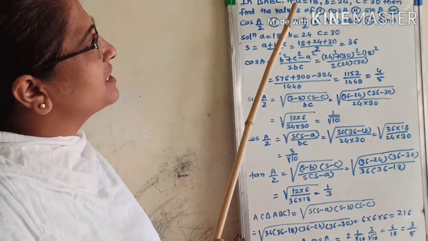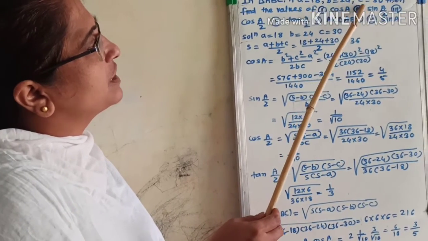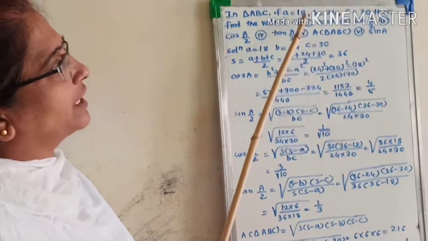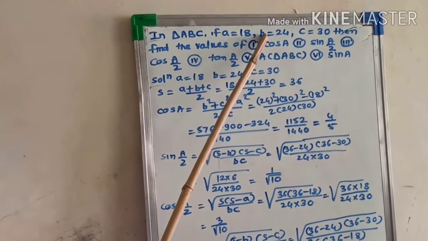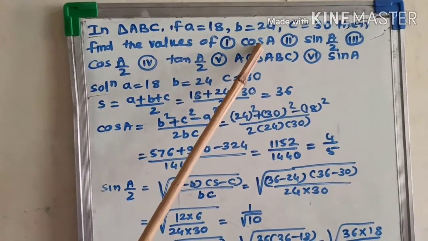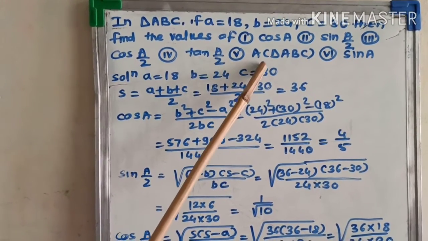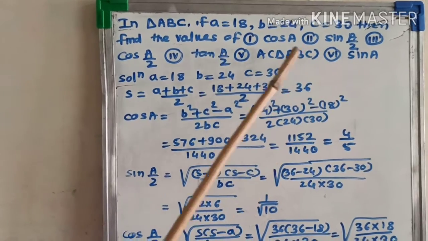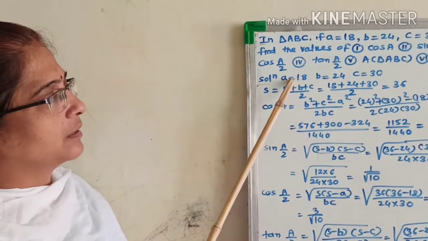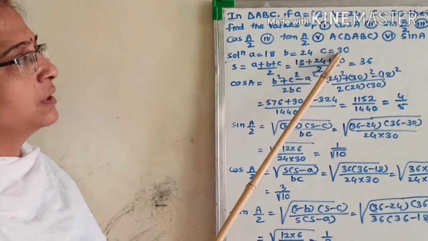Now look at the example. In triangle ABC, if small a is equal to 18, b is equal to 24, c is equal to 30, then here we are given the sides of the triangle. Then find the values of cos A, sin A by 2, cos A by 2, tan A by 2, area of triangle ABC and sin A. Okay. So first cos A. A is equal to 18, B is equal to 24, C is equal to 30.